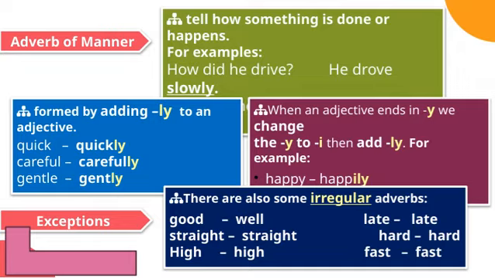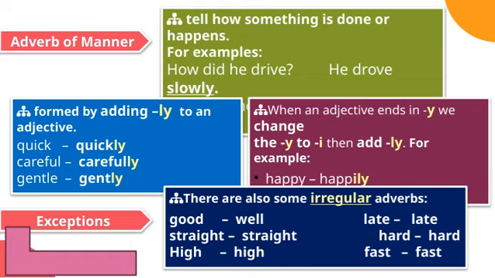Now let's look at some irregular adverbs. You might notice that some adverbs don't follow the usual ly ending pattern. For example, the adjective good becomes the adverb well, and late remains late. Similarly, straight stays straight, and hard stays hard. When it comes to adjectives like high, the adverb is also high, and for fast, it's fast as well. These are exceptions to the general rule, so it's good to be aware of them.